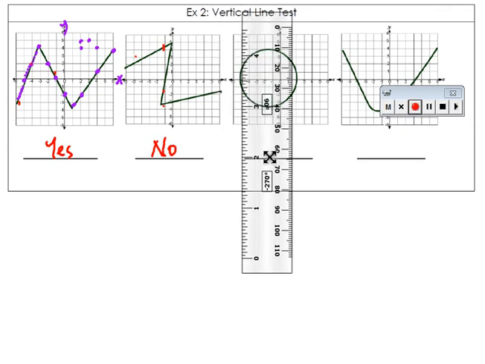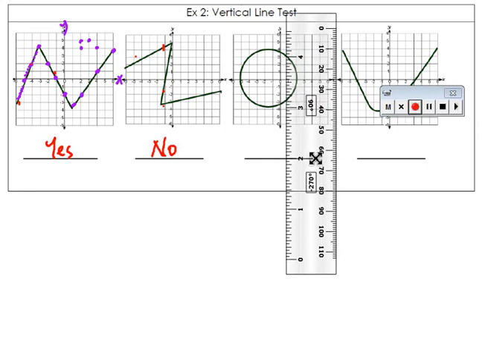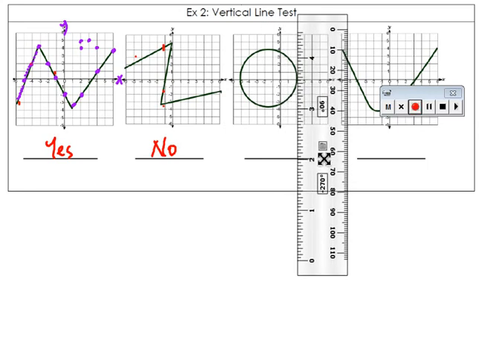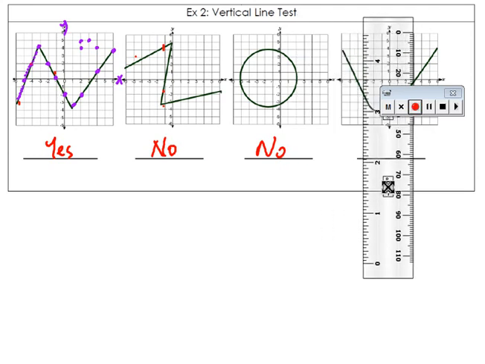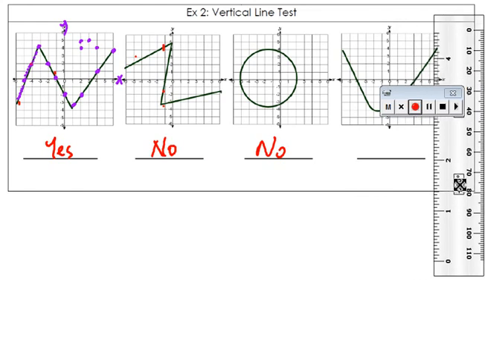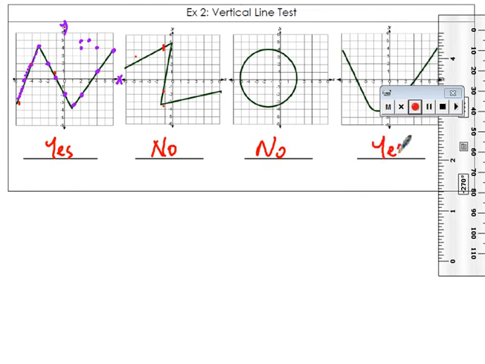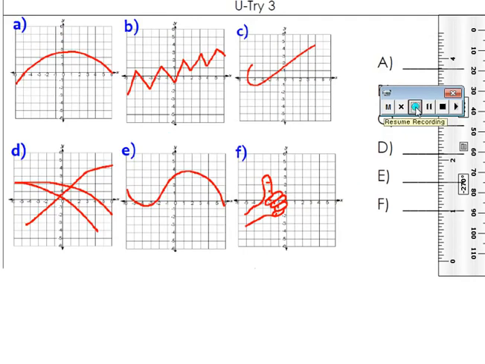You can already guess the next one is touching 2 points at every place except the corners here. It's still not a function. Our last one: 1 point, 1 point, 1 point, 1 point throughout. So yes, this is a function. Here is your try.